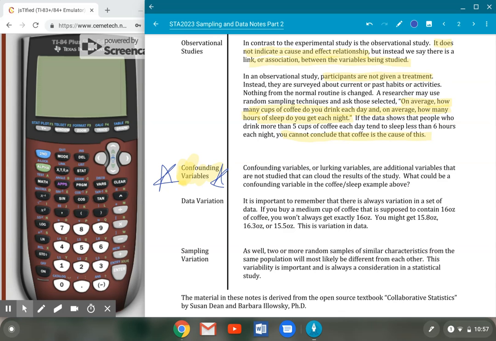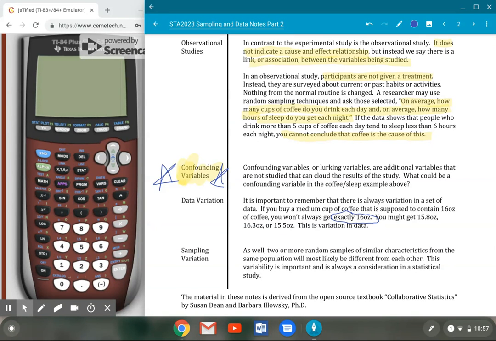As well, we need to always keep the idea of variation in mind. There's always going to be variation in a set of data. So if you happen to buy a cup of coffee at a store, it's supposed to be 16 ounces. You won't always get an exact 16 ounces. Odds are you're going to be a little above that, a little below. Maybe it's 15.8 ounces, maybe 16.3 ounces. This is variation from data piece to data piece.